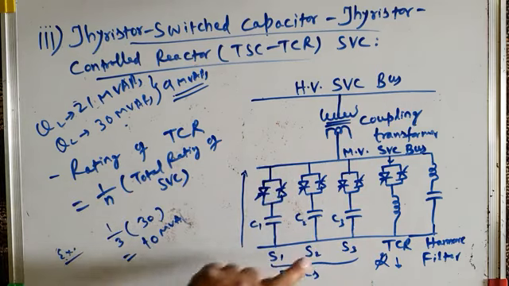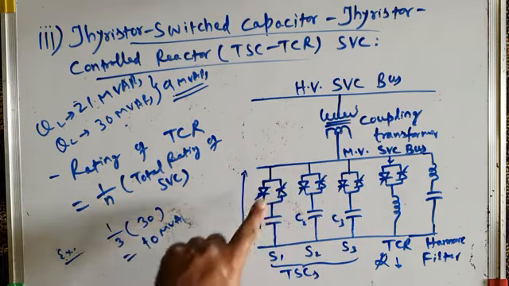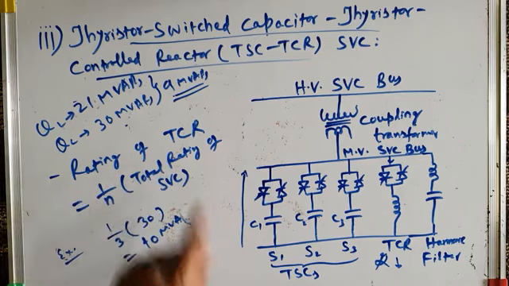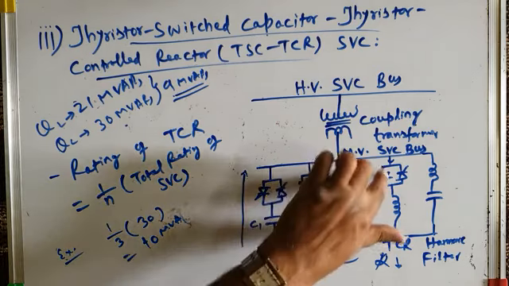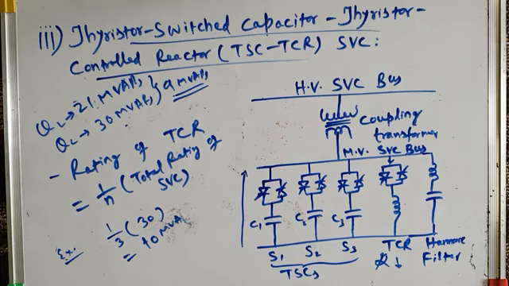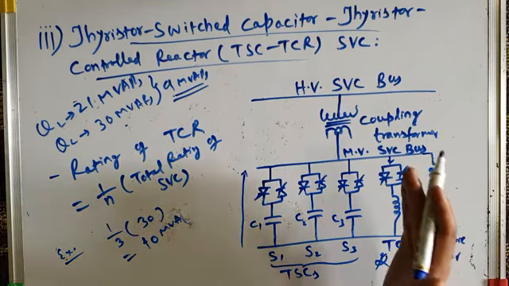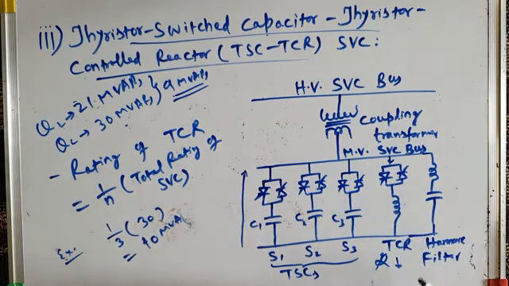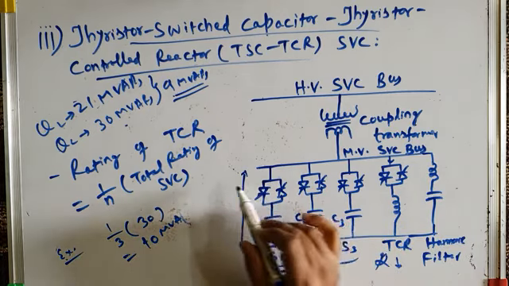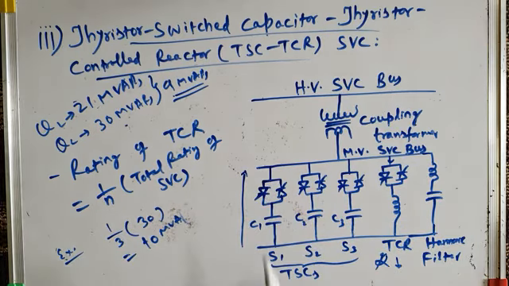That is, 1 by n times the total TSC branch ratings, or 1 by n times the total SVC rating. That I have already explained. Now, since the TCR in this type of SVC is smallest, there will be reduced harmonic content in transmission line currents. The smaller the TCR, the smaller the magnitude of reactive current it is drawing. The smaller the magnitude of reactive current, the smaller will be the harmonic content in the transmission line currents, and the lesser will be the filtering requirements.